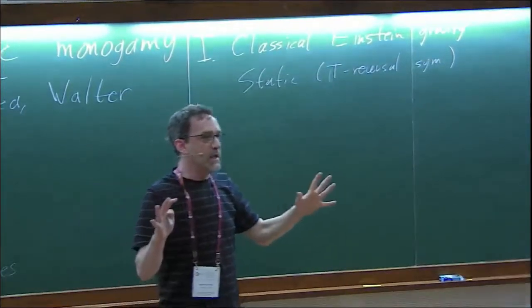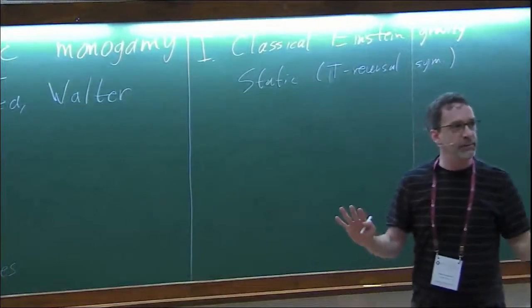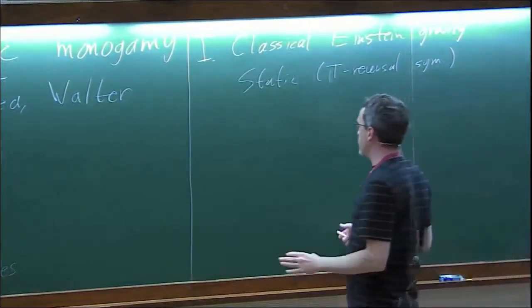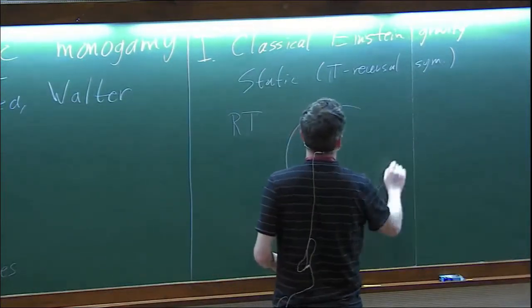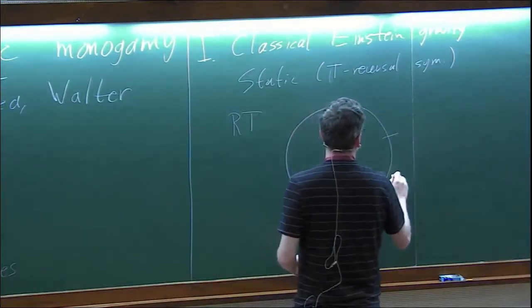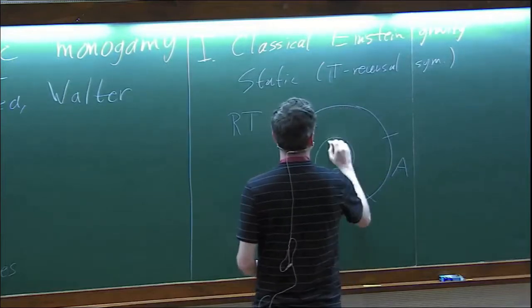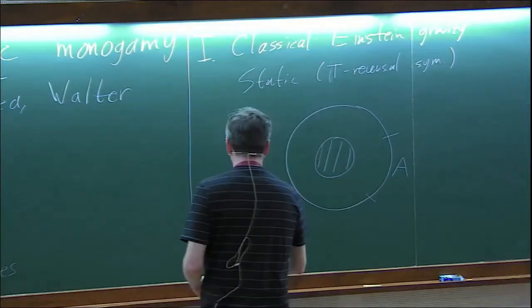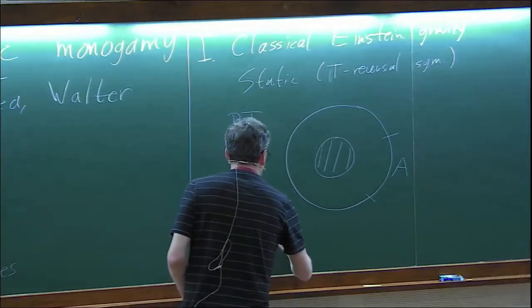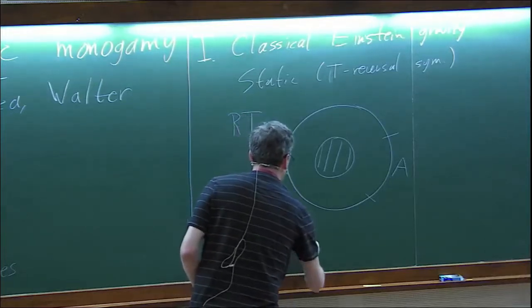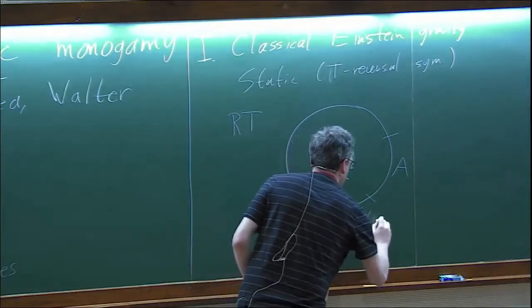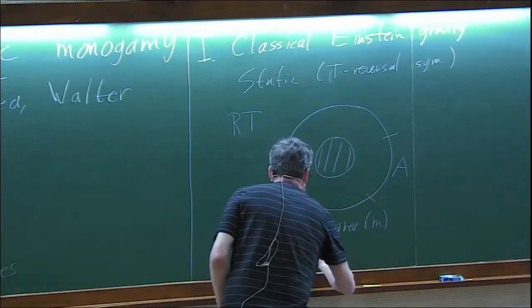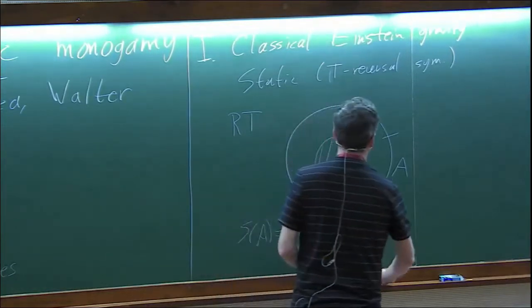But in this talk, I'm just going to do the simplest case where, as you all know, Ryu-Takayanagi tells us that, given a region A on the boundary, and maybe we have some black hole in the bulk or something like that, the entropy is the minimum area over surfaces in the bulk homologous to A.